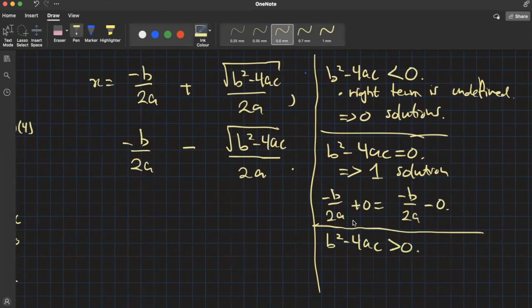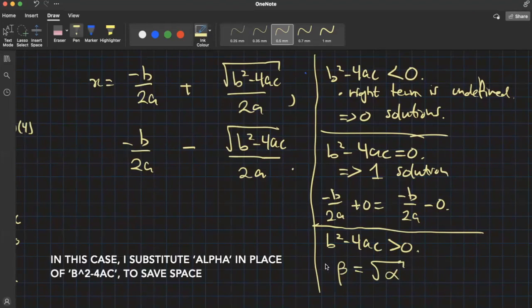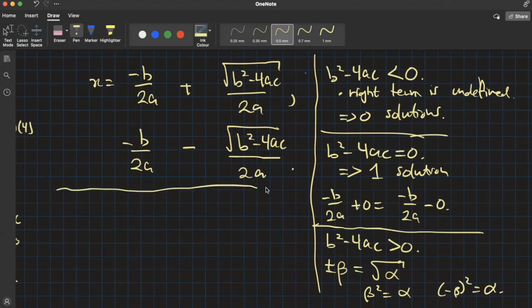And what I'm going to do is, let's come up with some number, let's call it beta, and beta is equal to the square root of alpha. Okay, so plus and minus beta. So in other words, if you took beta squared, that would equal alpha. If you took negative beta squared, that would also equal alpha. Okay, so I'm just doing a substitution.